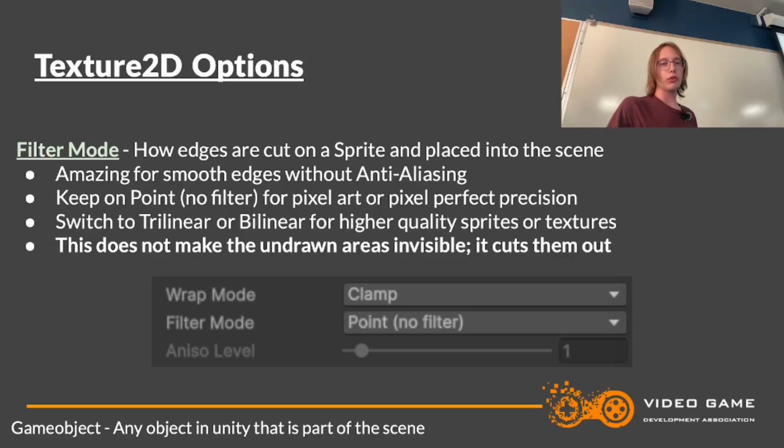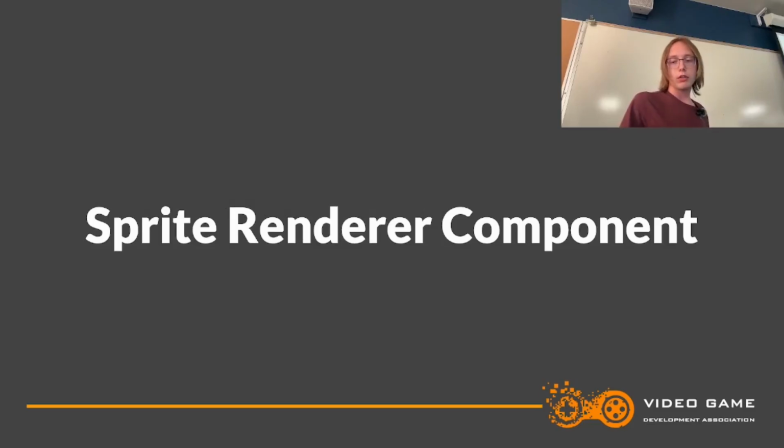But basically, filter mode is just amazing for smooth edges without anti-aliasing. And if you're doing pixel art, keep this on point, no filter, because otherwise it's going to cut out your sprite and start blending your edges. And with pixel art, you don't want your edges blended at all. Trilinear and bilinear are cool for high quality sprites. So yeah. Now we're going to go to the sprite renderer component.